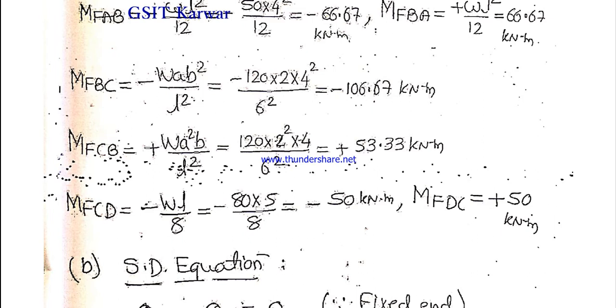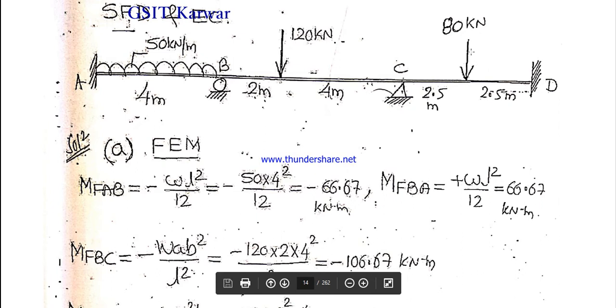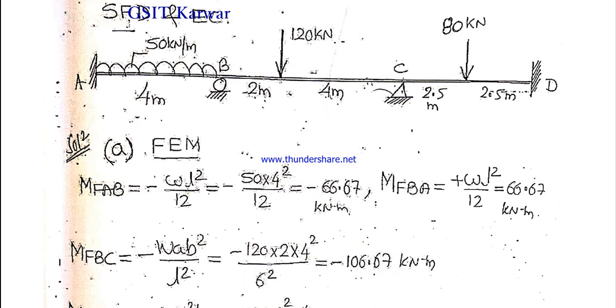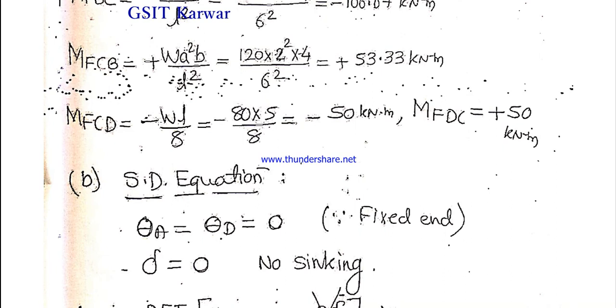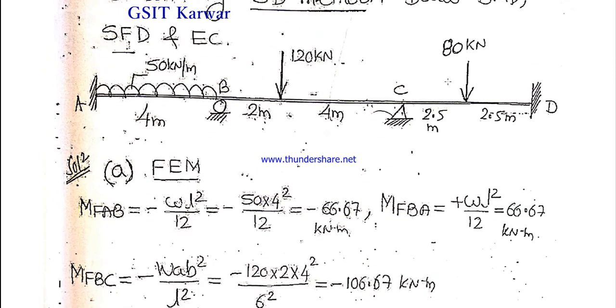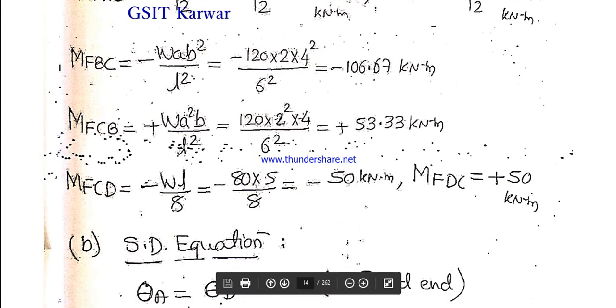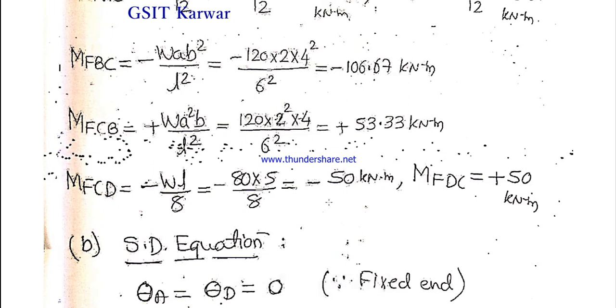Next, similarly calculating for span CD. For span CD, the point load is given, and it acts at the exact center, so the formula is very easy. It is minus WL square by L by 8, because the point load is applied at the exact center. You can use this formula and substitute the data. W is given as 80, and you are getting the answer minus 50 kilonewton meter.